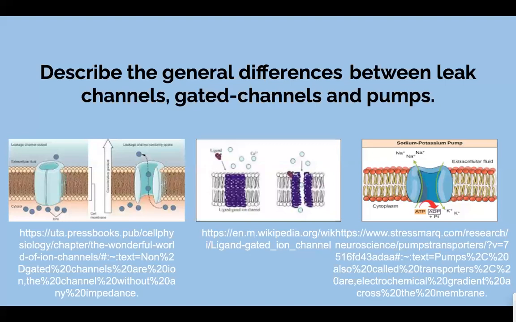Examples of pumps include the sodium-potassium pump, which you see on the screen to the right, which transports sodium ions out of the cell and potassium ions into the cell, and then the calcium pump, which transports calcium ions out of the cell or into intracellular compartments. Leak channels are continuously open and allow the passive movement of ions or molecules. Gated channels can be open or closed in response to specific signals or stimuli. Pumps actively transport substances against their concentration gradient, requiring the input of energy. Each of these mechanisms contribute to the regulation and maintenance of ion and molecule movement across cell membranes.